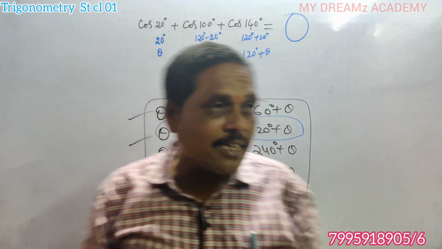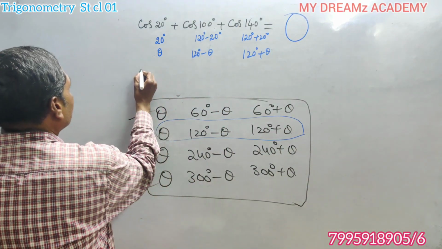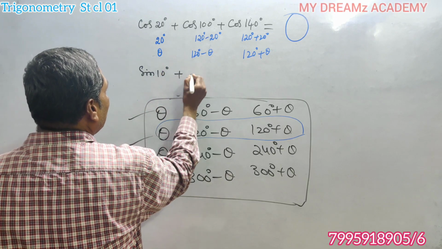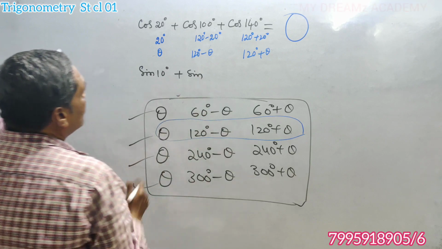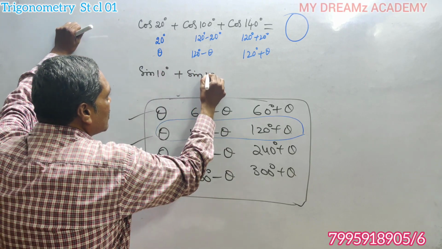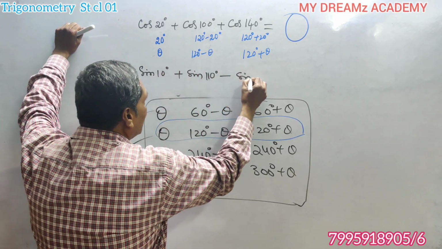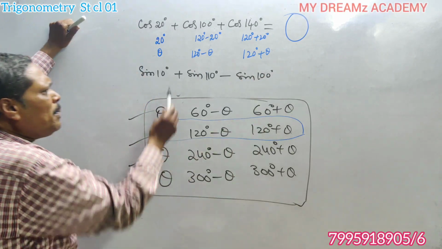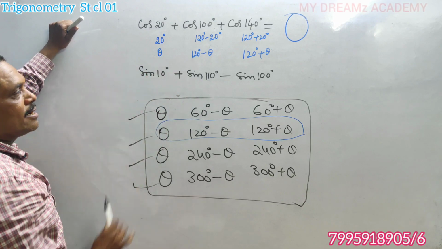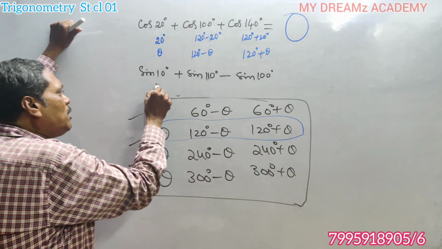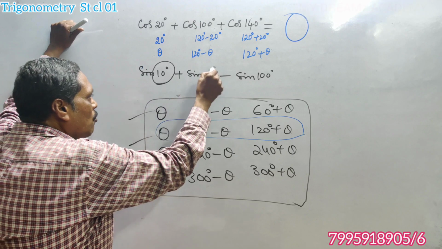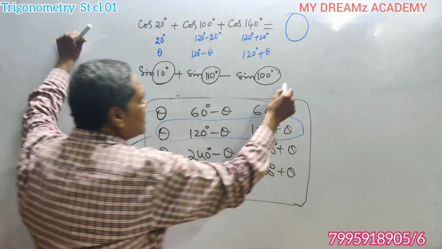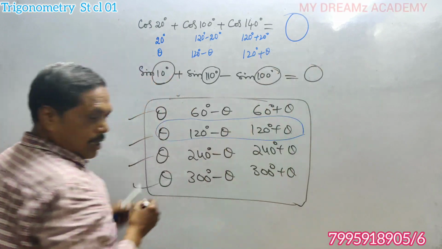For example, sine 10 minus sine 110, sine 130, maybe plus or minus according to the standard, but you only observe 10, 120 minus 10, 120 plus 10. What is the answer? 0.